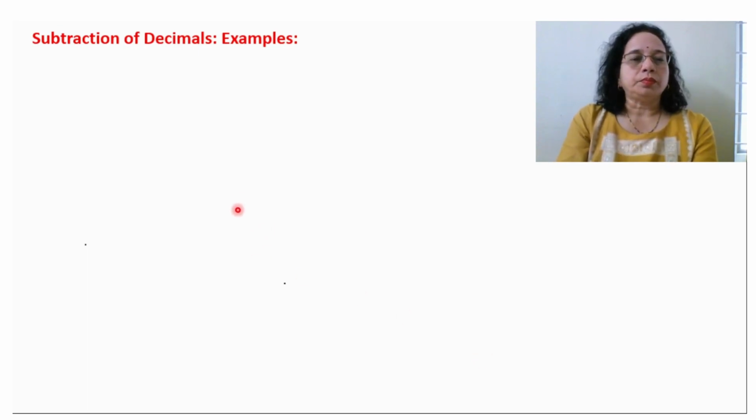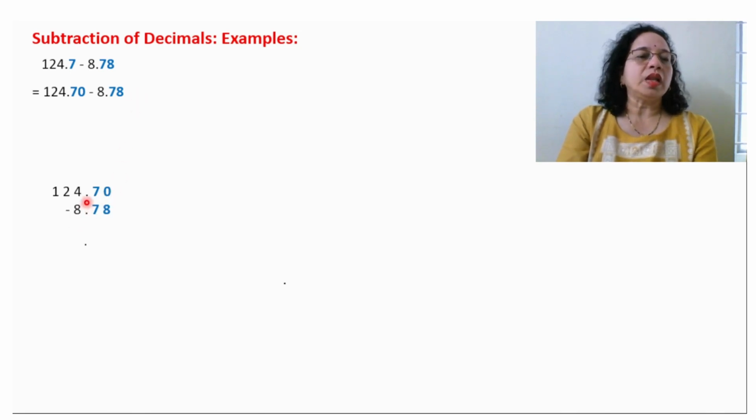Now subtraction of decimals. Here you can see that the decimal place is 1, here your decimal place is 2. So again we will convert into two decimal places by adding 0. So converted unlike decimals into like decimals. Arrange in vertical form. Decimal should come below decimal. Leave this one line for borrowing the numbers and for the answer.